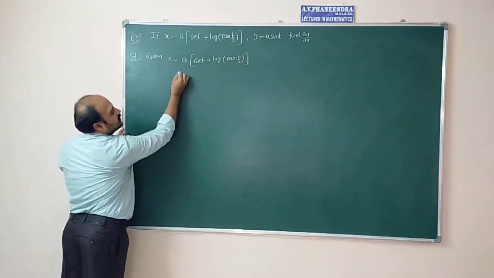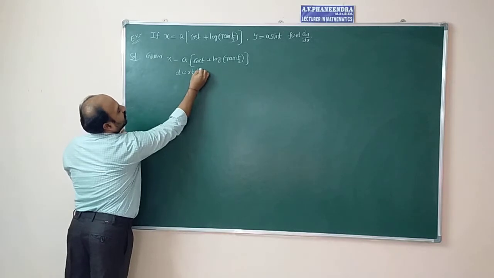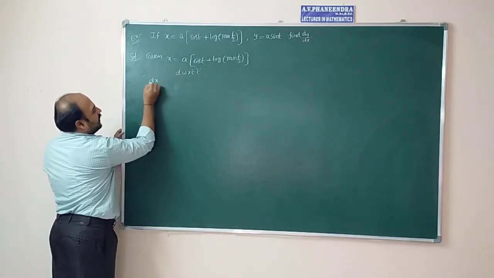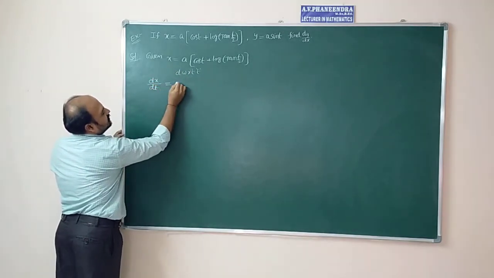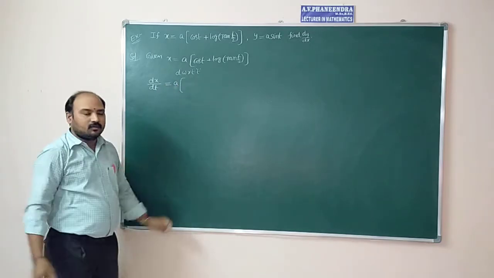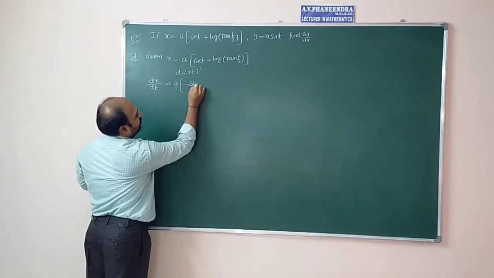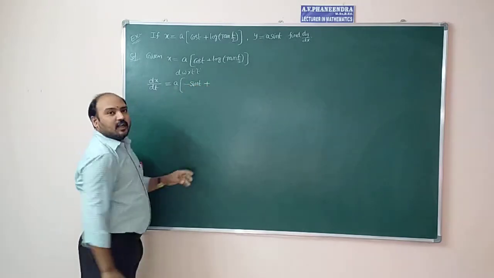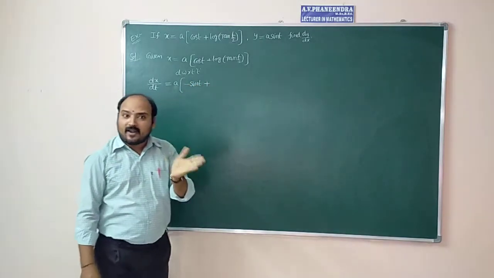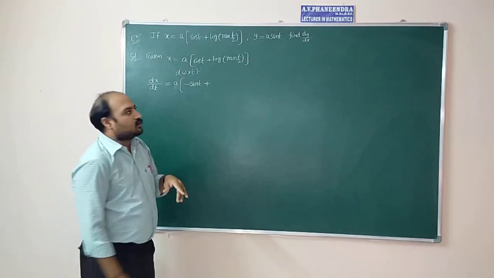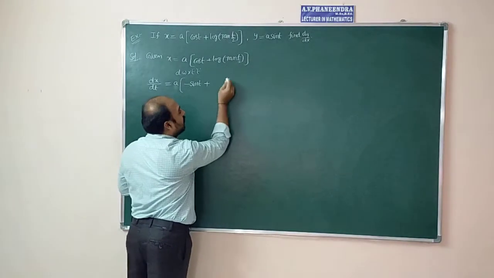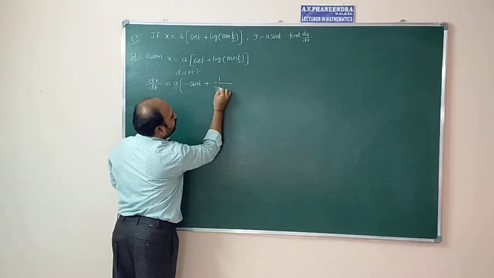Now differentiate with respect to t. So x derivative with respect to t, dx by dt, is equal to a constant, keep bracket, d by dt of cos t, which is minus sin t, plus d by dt of log tan t by 2. D by dx of log x is 1 by x. So d by dt of log of tan t by 2 is 1 by tan t by 2.